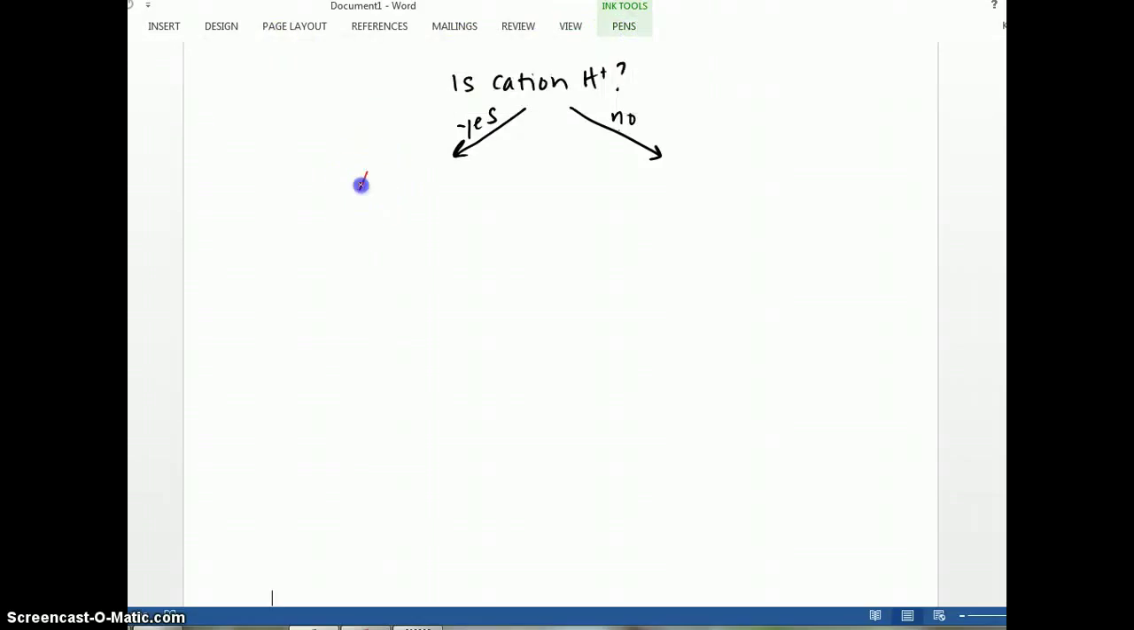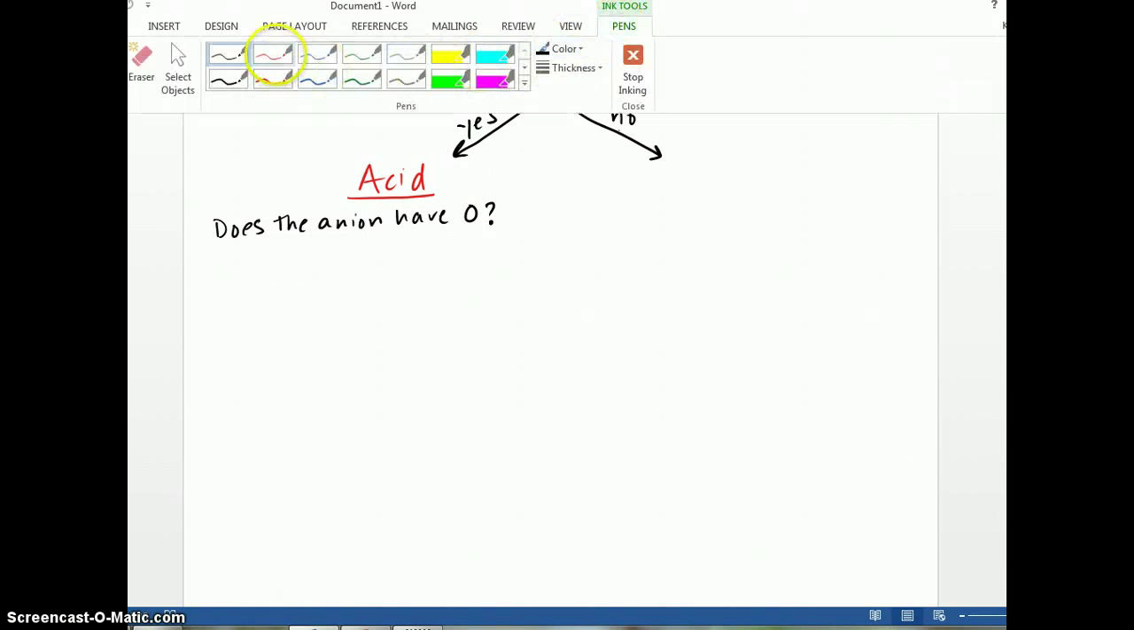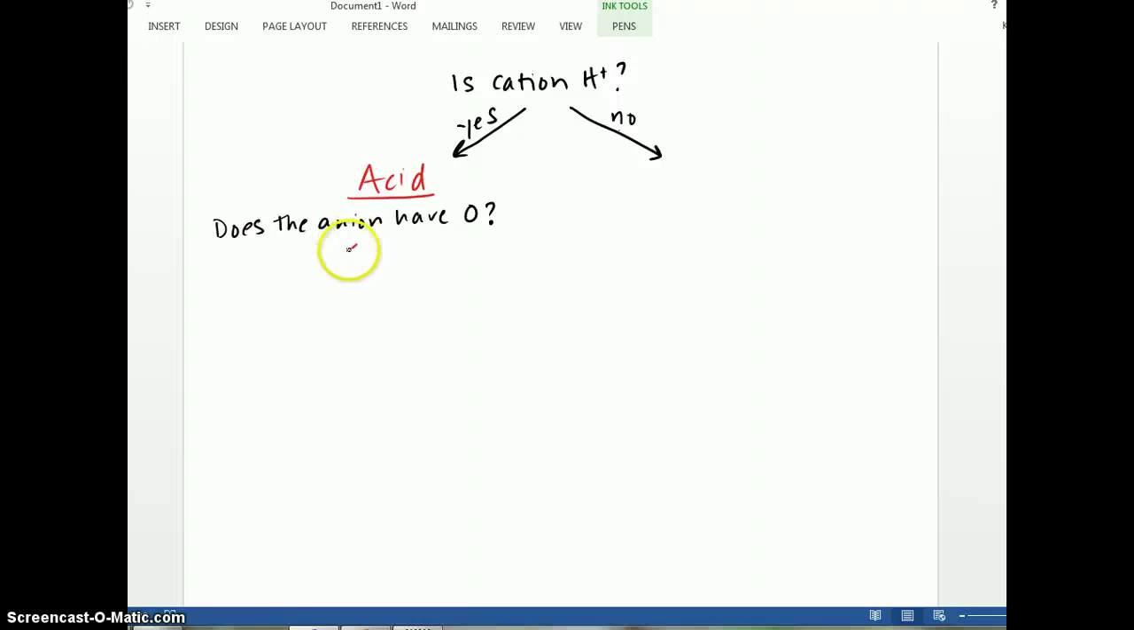So let's say yes, you do have an acid. And so then the question you need to ask yourself is, does the anion have oxygen? And again, you're going to have two possible answers. You're either going to say yes, it does have oxygen, or no, it doesn't have oxygen.